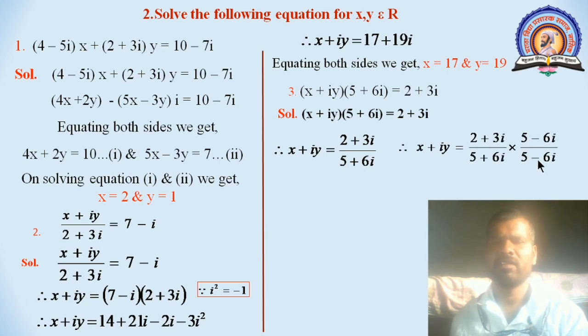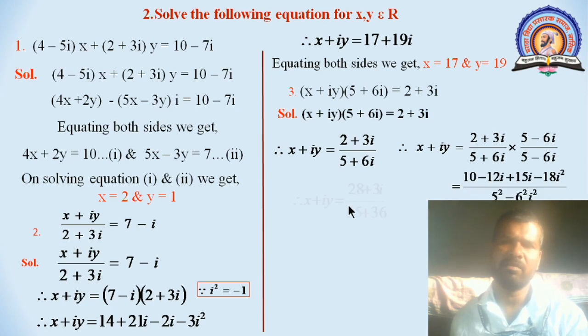We will multiply and divide. On the numerator, it is simple multiplication of two brackets. On the denominator, it is in the form (a plus b) into (a minus b), which is equal to a square minus b square. Therefore, x plus iy becomes 10 minus 12i plus 15i minus 18i square upon 5 square minus 6 square into i square.